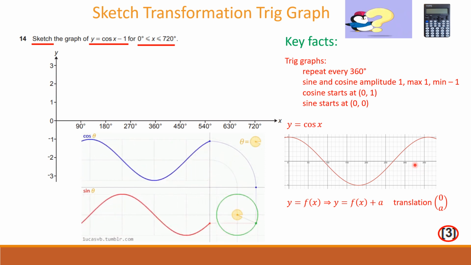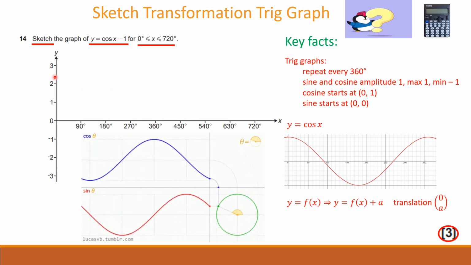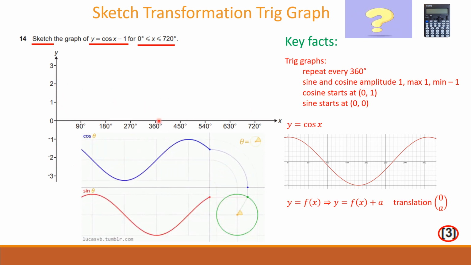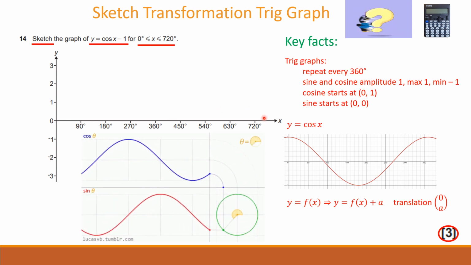Press pause, have a go at drawing out the axes using a pencil and ruler, and then using your pencil to draw the graph between 0 and 720. Press play when you're ready to hear the answer.